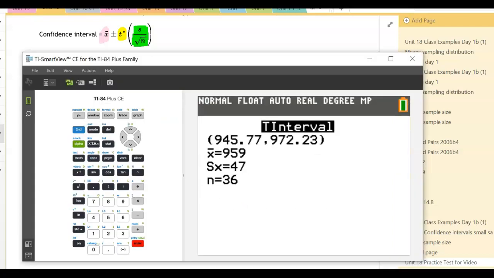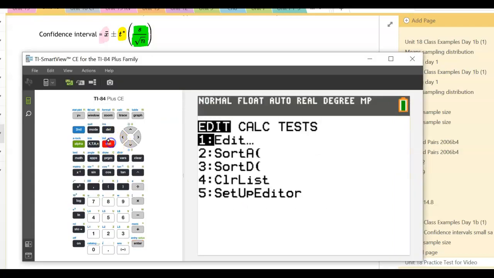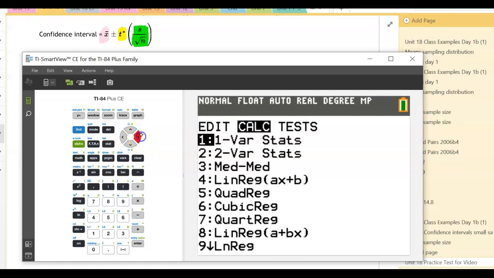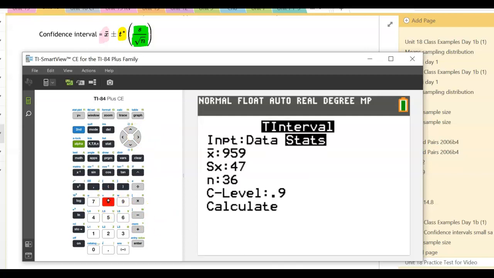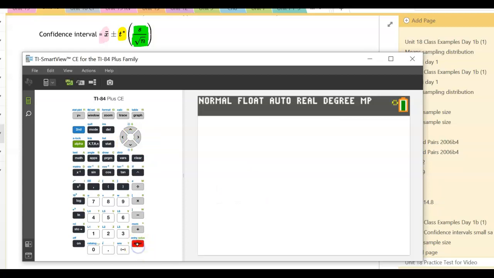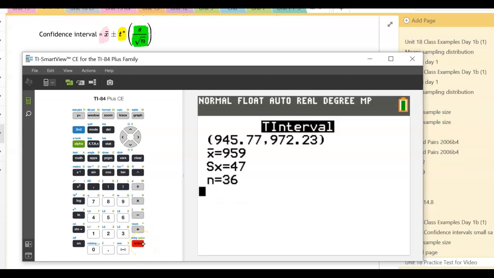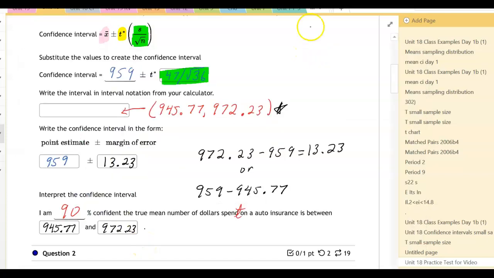So this was the first main problem that we did in Unit 18, where we used the calculator. And when we use the calculator, we press Stat. We went over to Test. We pressed number 8, the T interval. For this particular problem, we needed to scroll over to Stats, and we typed in the information from the problem, went down to Calculate, and this is how we came up with the interval, which has the star.